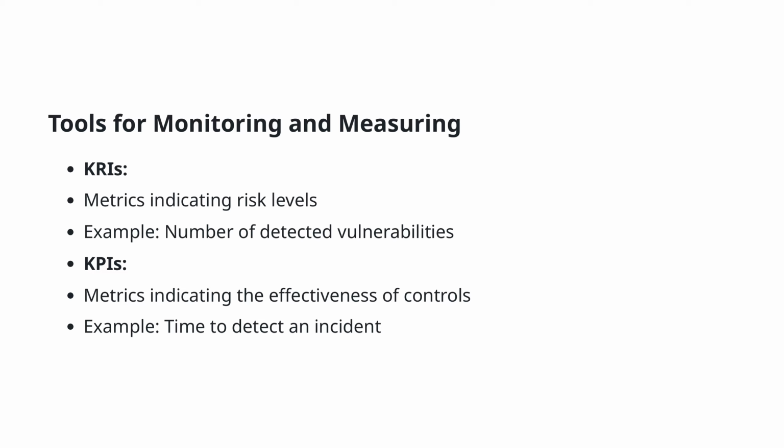On the other hand, KPIs measure the effectiveness of the controls you've implemented to mitigate those risks. An excellent example of a KPI is the time it takes for your team to detect an incident. A shorter detection time is often indicative of more effective monitoring processes and can significantly reduce the potential impact of security breaches. By effectively using these tools, you can not only better understand and manage your organization's risk landscape, but also demonstrate the value and effectiveness of your security strategies to senior management.